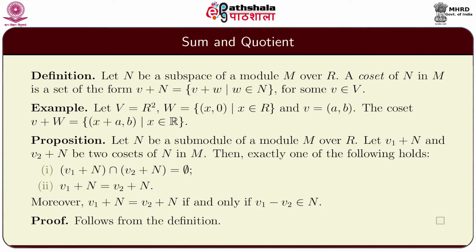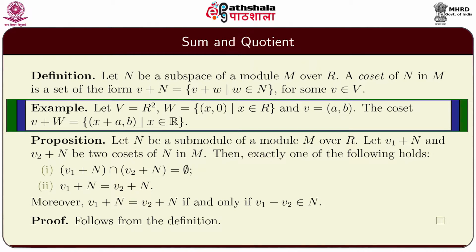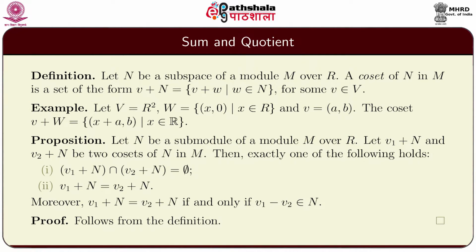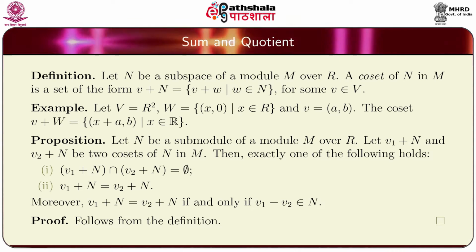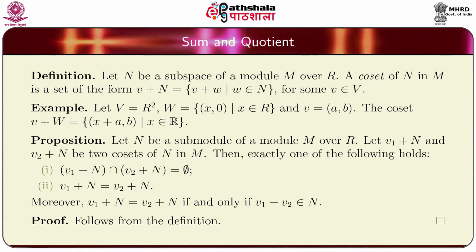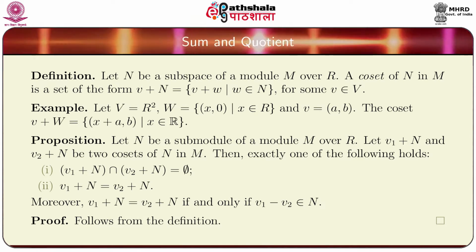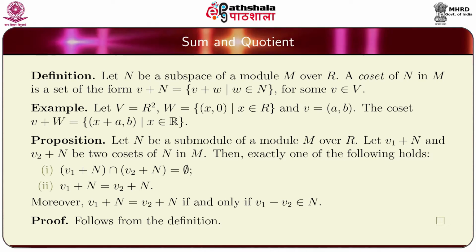Example: suppose that M is R2, that is the Cartesian product of R with itself, and W is the set of all ordered pairs (x, 0) such that x belongs to R. If v is an element (a, b), then the coset v plus W is nothing but the set of all ordered pairs of the form (x plus a, b), where x is running through the ring R.